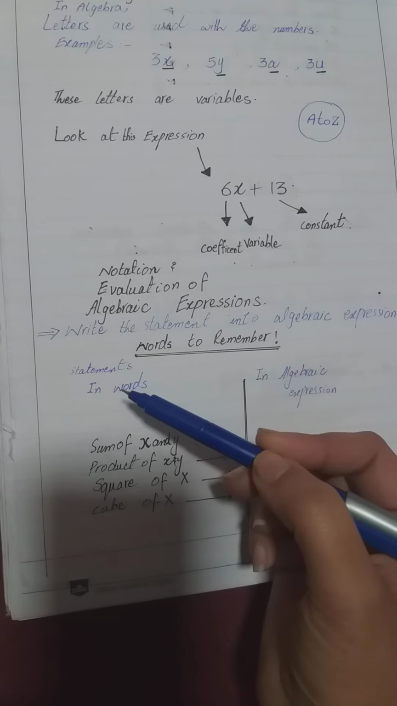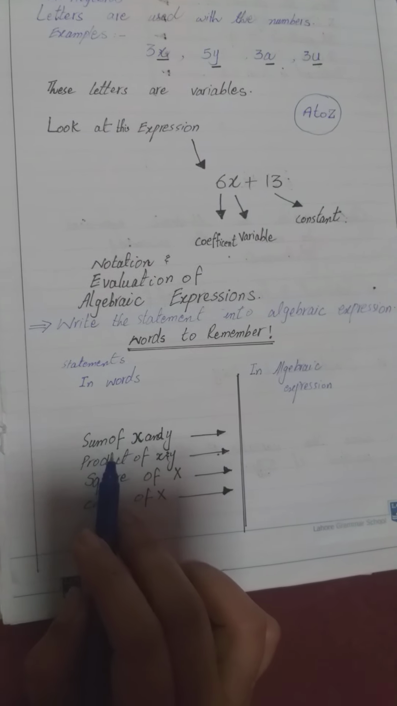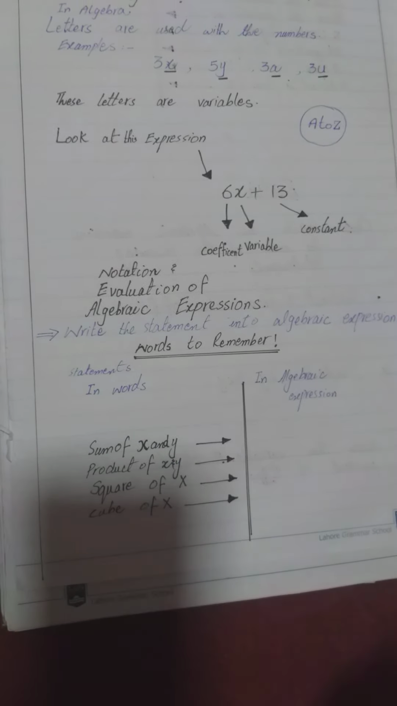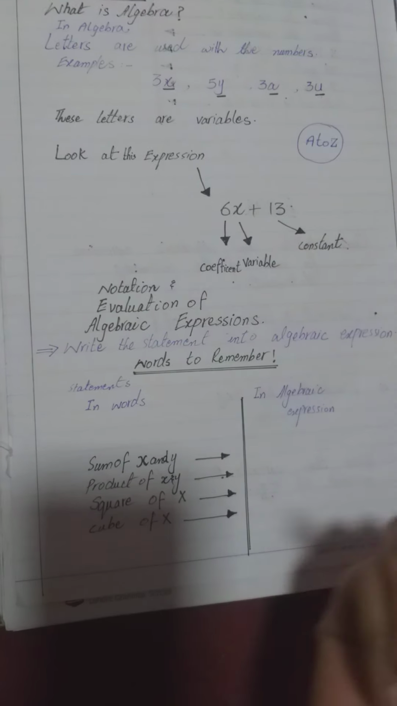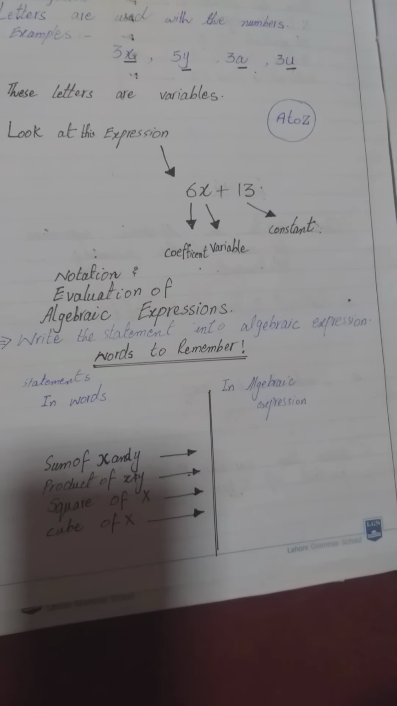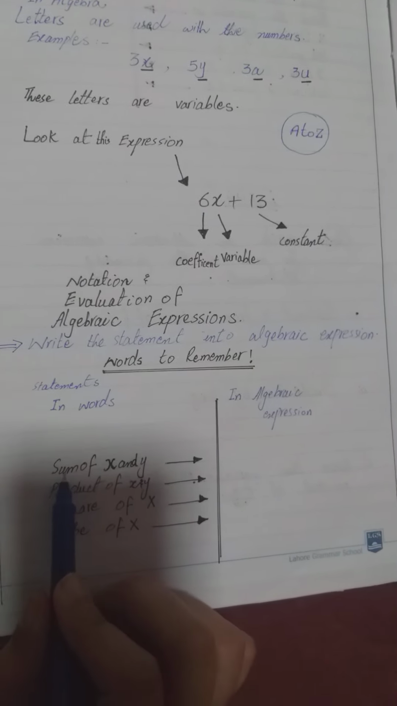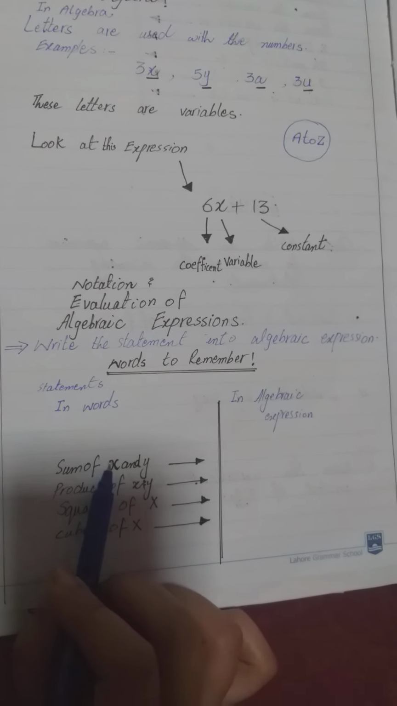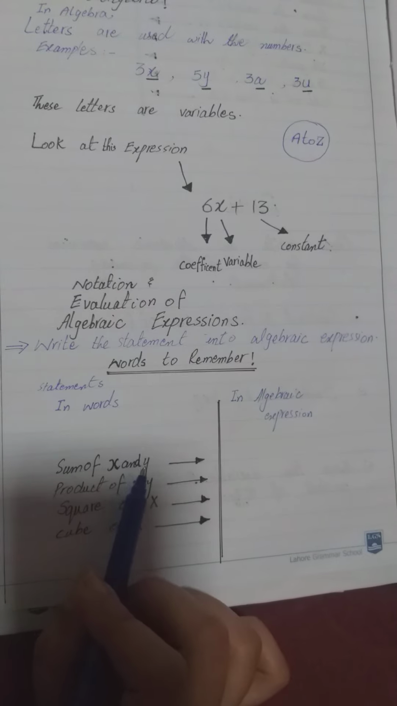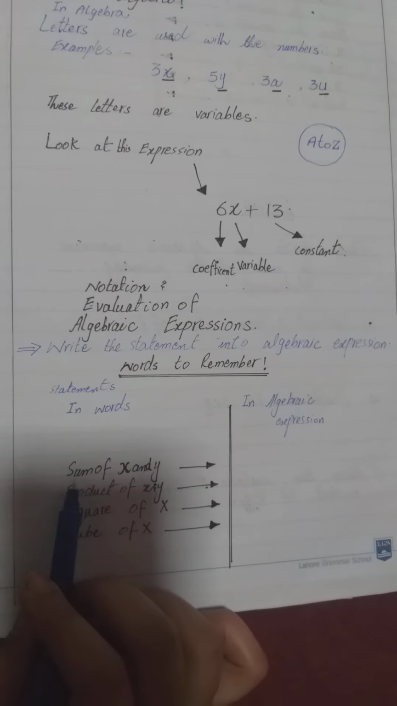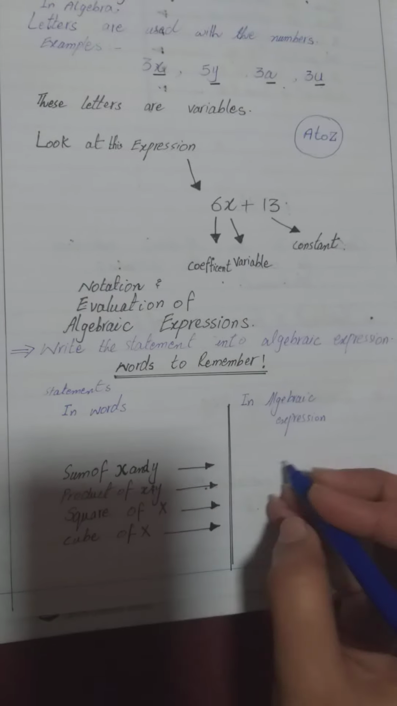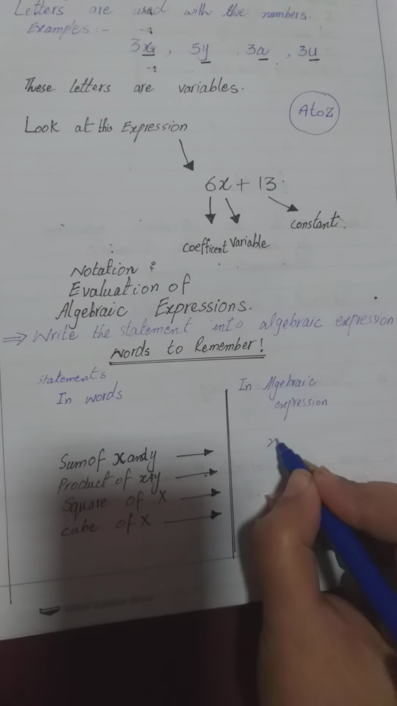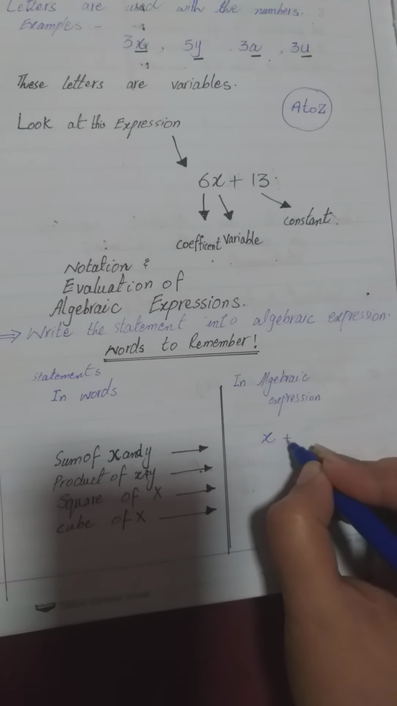The statement in words: sum of x and y. How do we write this statement as an algebraic expression? Sum means add. Letters are used in algebra. So you will write: sum means add, x + y.